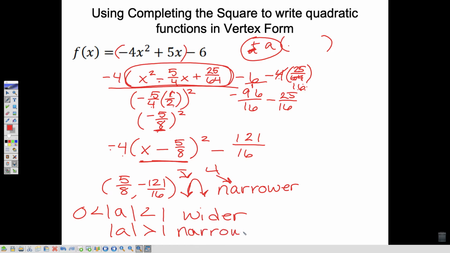Narrower. The sign of A only tells you if it opens up or down. It does not tell you the rate of change. And even if it was negative, I can still have a quick negative change, correct? It just goes in the negative direction.